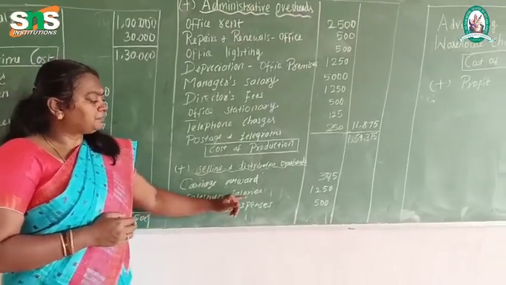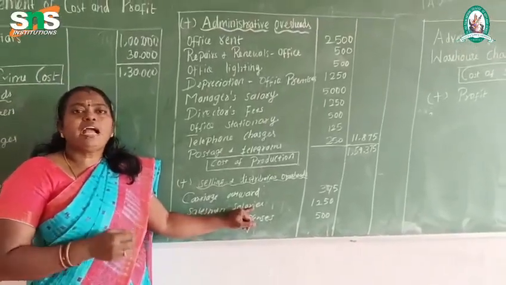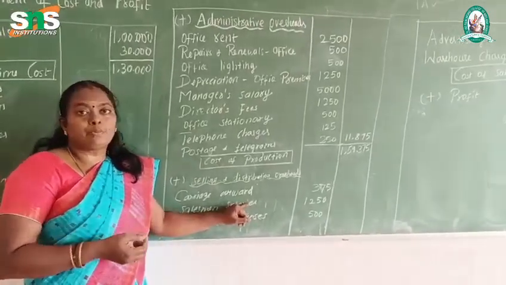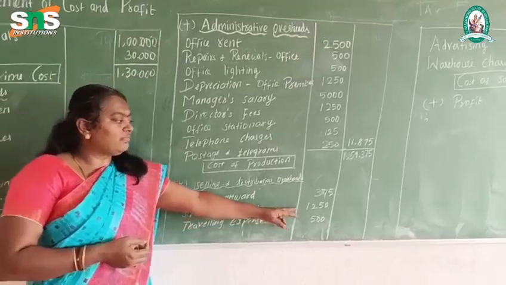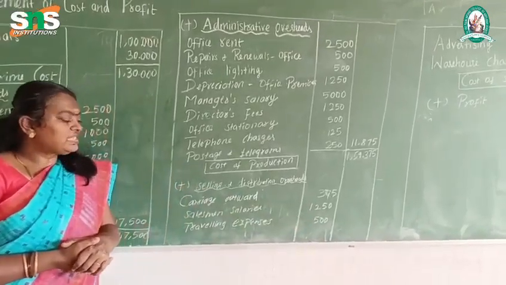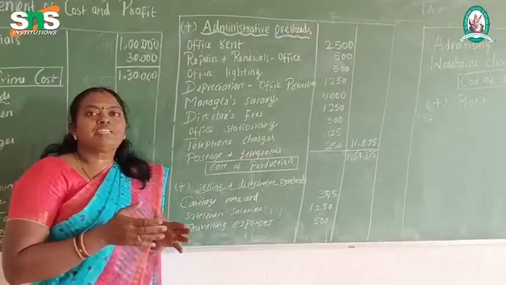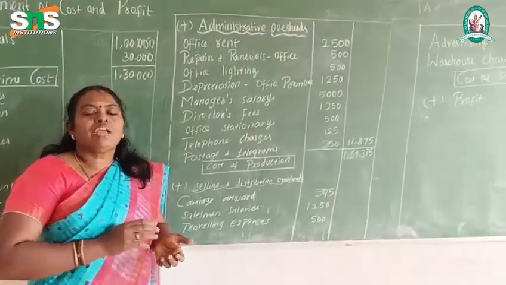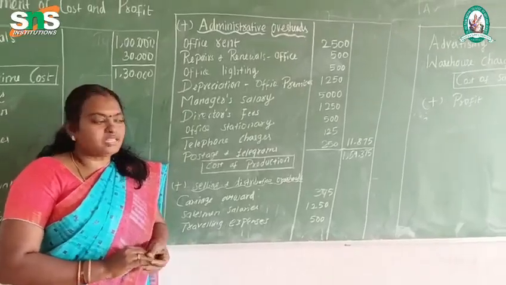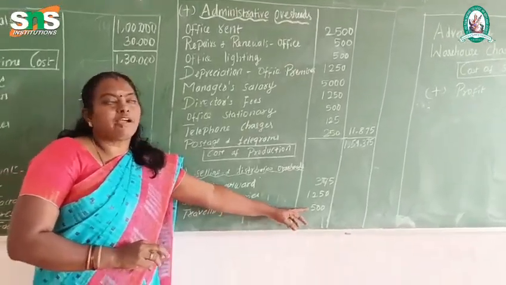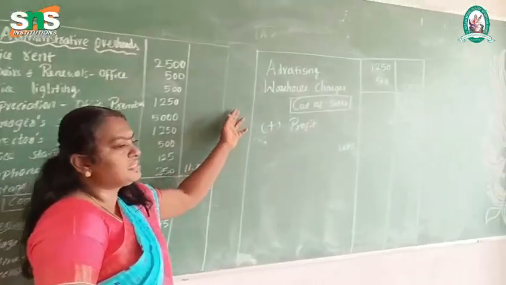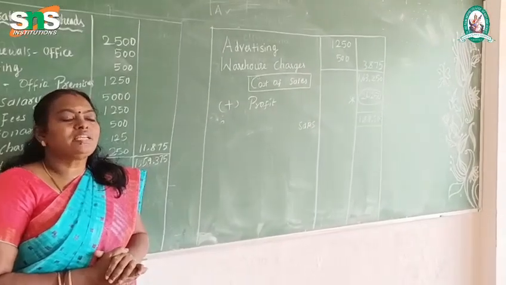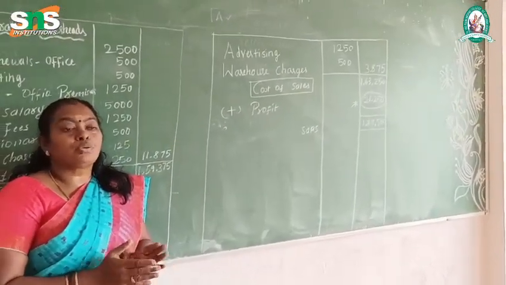Then salesman salary. After producing the product, we have to appoint some salesmen, sales managers, etc. to sell our products. For salesman salary, we are giving 1,250. The next one is traveling expenses. Our product should be transferred to all the places. So our salesman will go from one place to another. So we have to give the traveling expenses to each and every salesman. That expense is rupees 500. The next thing is advertising. Without advertising, we are not able to sell our products. So advertising is the main thing to showcase our product.